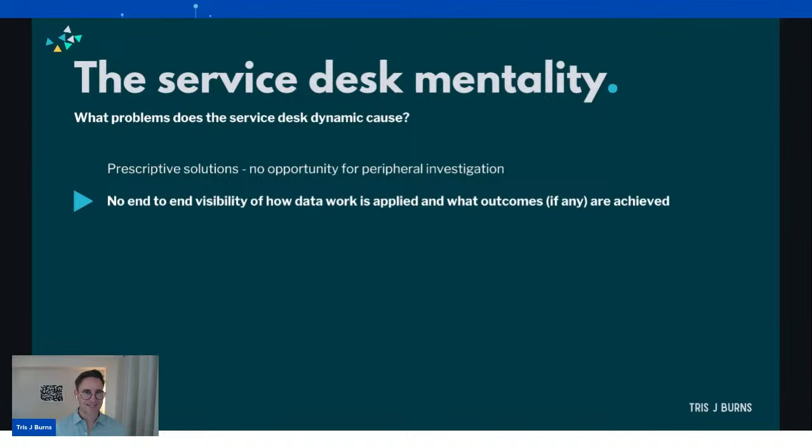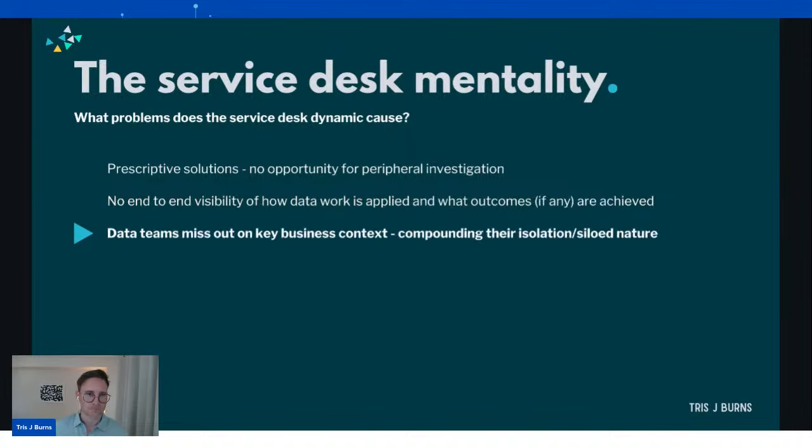The other problem this creates is that there's no end-to-end visibility of how data is applied and what outcomes, if any, are achieved. You hand data over to a requester through this ad hoc process. Are you always seeing how that's used, who they're showing it to, what questions were asked off the back of it, what decisions were made off the back of it? Rarely do data teams get this visibility. And it makes it very hard for us to know how we're contributing in a real sense to the organization.